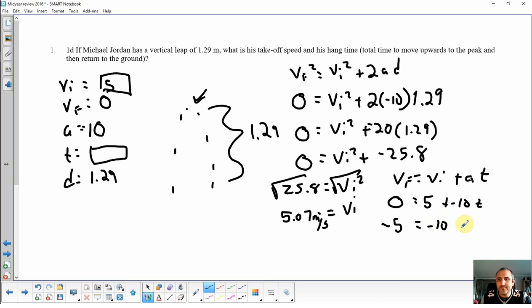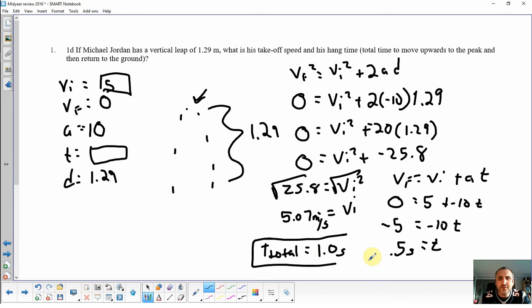Negative 10t. And negative 5 divided by negative 10 is going to be a time of, we'll call it about a half a second. Okay? But remember, that half a second is the time it takes him to go up, which means it takes him another half a second to go down, or the t total, the hang time, is actually going to be about 1.0 seconds. Okie dokie. So that's his hang time. He's in the air for a full second.